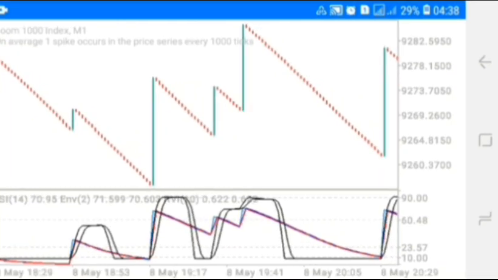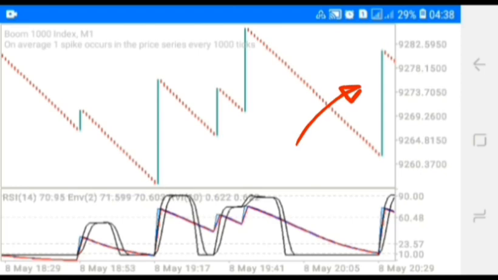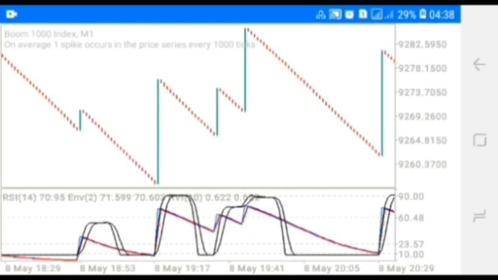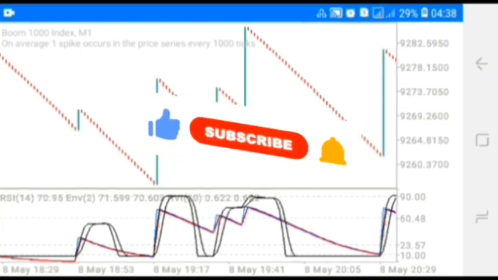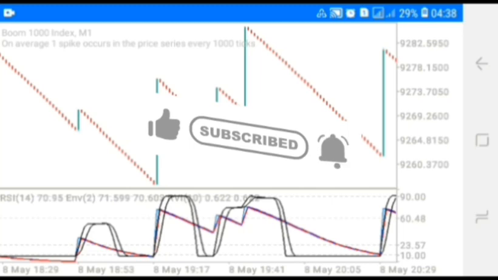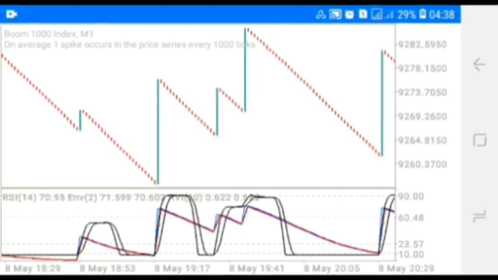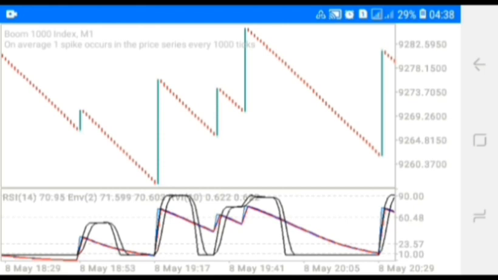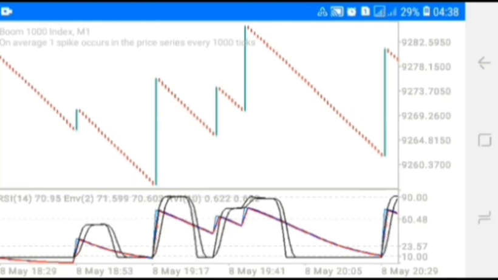And by being patient, we caught this beautiful spike over here, which is a bang to the upside, getting all those pips. Let's see what happened. As we could see, there is another one over here, which is going to be our third example. We could see the RVI dropping gradually, going back to the 23.57 where our buying position was, and we caught this beautiful spike, banging all the pips to the upside.